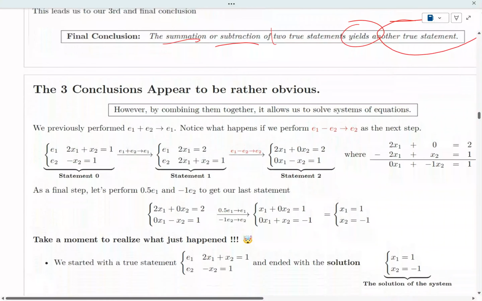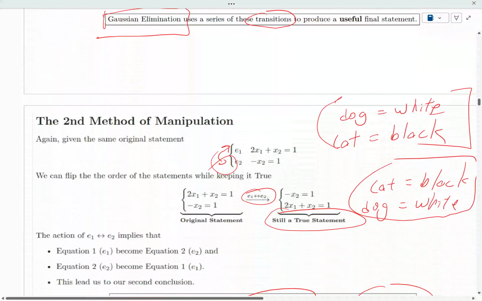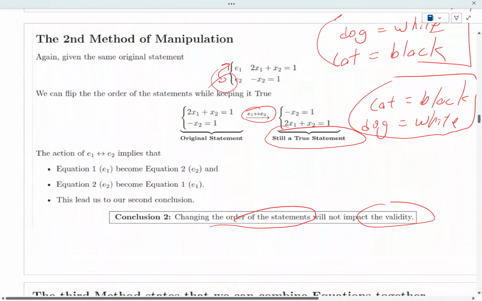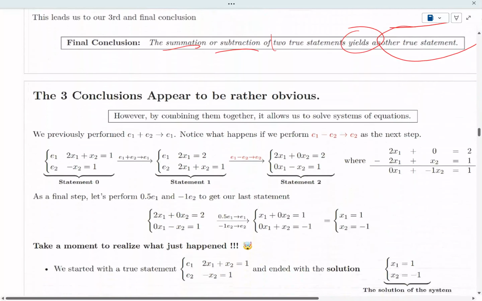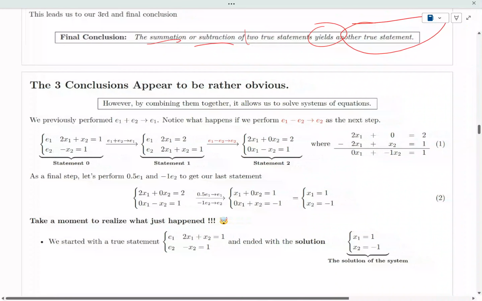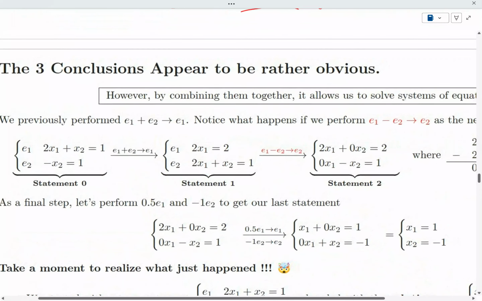All right, so if you just think about these three manipulation methods, you can multiply by both sides, you can swap them, you can combine them together. They seem pretty obvious, right? However, if you combine these operations together, it allows us to solve an entire system of equations. So previously, remember we added them together, right?